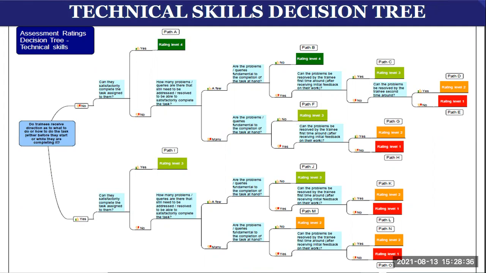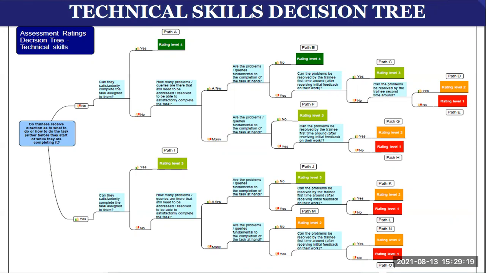That is, how many problems or queries are there that still need to be addressed? This is where some judgment will be required. That is, there are few or many. If there are few, you'll then be asked whether the problems are fundamental to the completion of the task. You can answer yes or no again. If you answer no, you then get a rating level 3, and that would be path J. But if you answer yes to this question, you would then be required to ask the fourth question, or the fourth consideration.